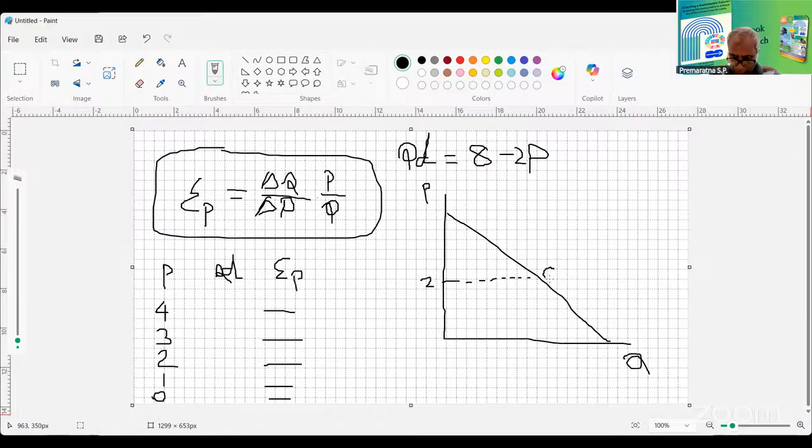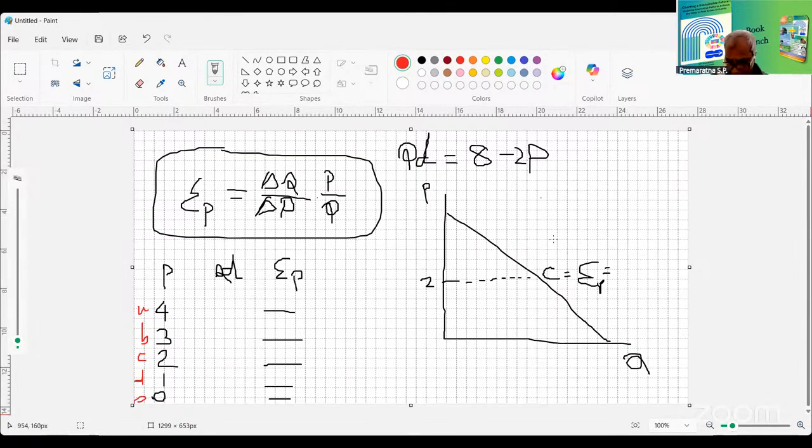Here, let's say point C, map the elasticity, what you get. We'll mark some, let's say the price for A, B, C, D, and E.